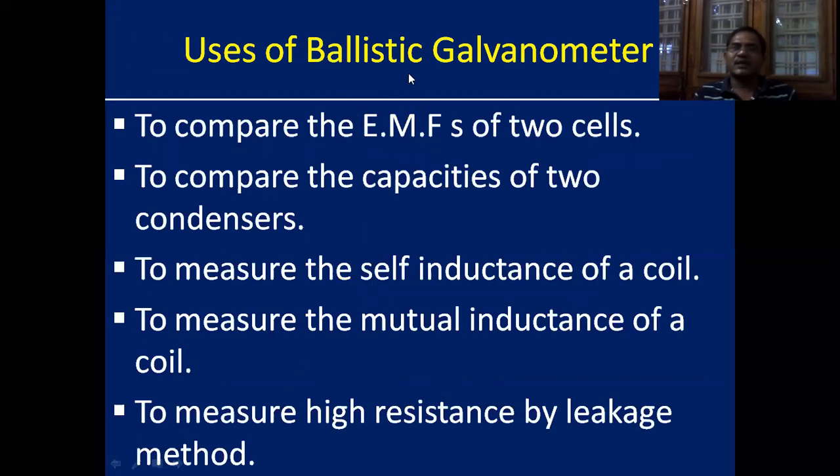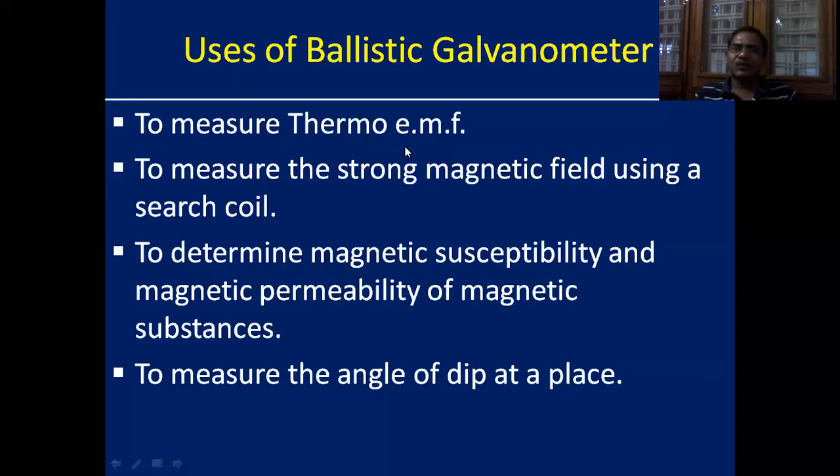Okay. So what are the uses of ballistic galvanometer? By using the ballistic galvanometer, we can compare the electromotive force of two cells, to compare the capacities of two condensers, to measure the self-inductance of a given coil, to measure the mutual inductance of a coil, to measure high resistance by leakage method, to measure thermo EMF, and to measure the strong magnetic field using a search coil, and also to determine magnetic susceptibility and magnetic permeability of magnetic substances, and to measure the angle of dip at a place, we use this ballistic galvanometer.